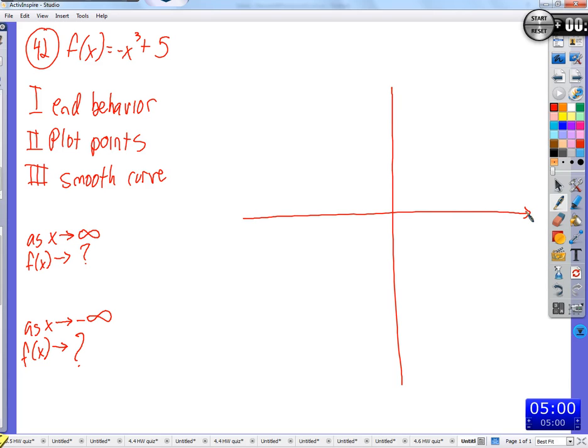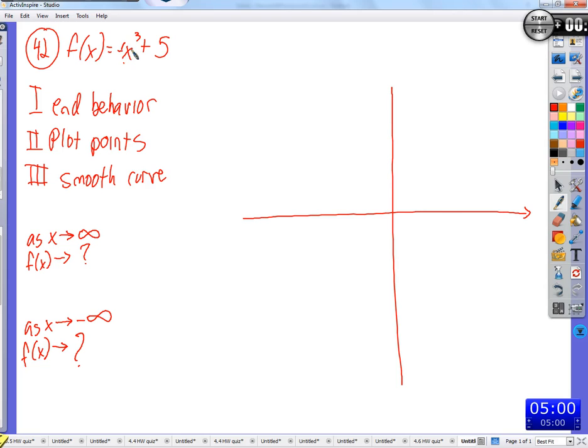What does f of x do? So we look up here, we decide what is f of x going to do as x gets bigger and bigger and bigger towards the positive. Y is going to be negative, and it'll never come back from being negative. It'll just keep being more and more and more negative. Yeah. We put a number in for x.